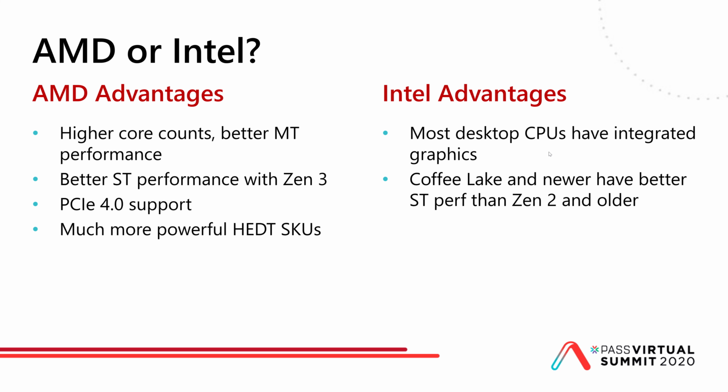Now, Intel really doesn't have that many advantages. I had to think about it for a little bit, but most Intel mainstream desktop CPUs have integrated graphics. And if you are not going to have a GPU-dependent workload, you don't really need a discrete video card. So the ability to run off the integrated graphics for your lab machine is a way to save some money. And then Coffee Lake and newer Intel CPUs have slightly better single-threaded performance than AMD Zen 2 and older CPUs. So if you're looking at Zen 2 and older versus Intel Coffee Lake and newer, Intel has better single-threaded performance. So that's one advantage for Intel.